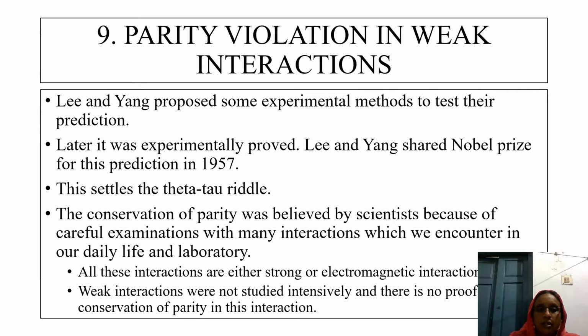Now, Lee and Yang proposed certain experimental methods to check the validity of this assumption, parity violation. Then later it was experimentally proved, and Lee and Yang shared the Nobel Prize for this prediction in 1957. Finally, this settles the theta tau riddle. That means in the end of the theta tau riddle, it is concluded that beta decay may not obey parity conservation.